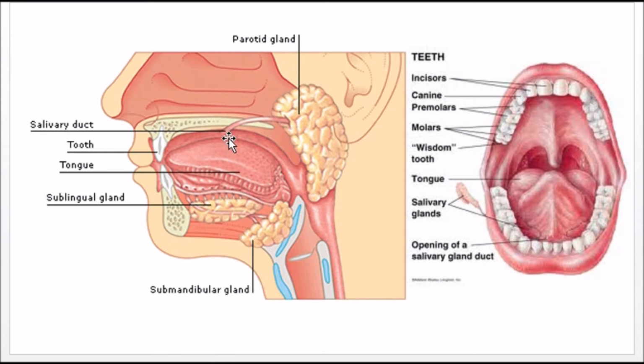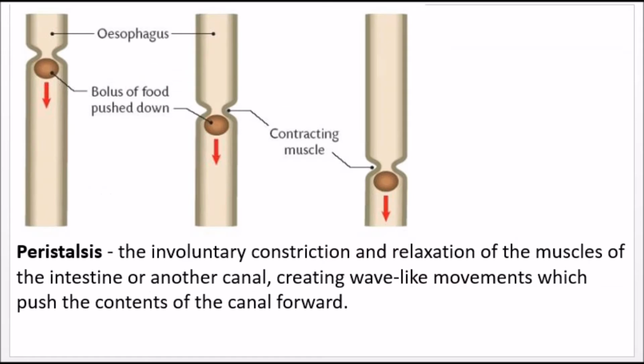Your tongue moves the food to the back of your mouth where it forms a thing called a bolus, and that is swallowed down your esophagus. Now you have two tubes going down your neck. One is the esophagus, which goes to your stomach, and one is the trachea that goes to your lungs. You don't want to get them mixed up.